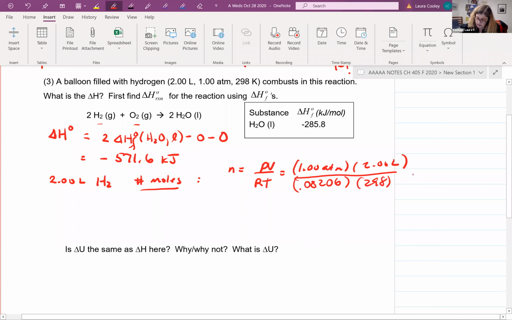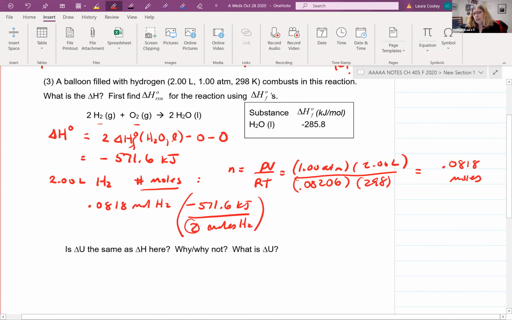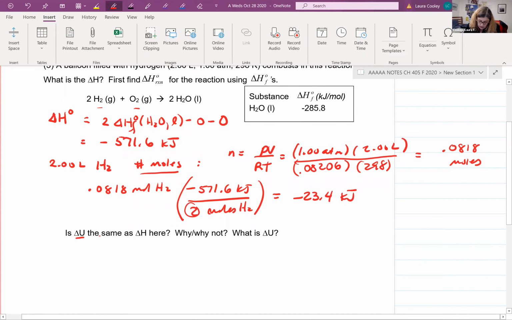And the temperature then comes out to 0.0818. So you would take 0.0818 moles of H2, times negative 571.6 kilojoules per 2 moles of H2, right? Don't forget to put that there, all right? And so that comes out to negative 23.4 kilojoules. Now, is delta U the same as delta H here? And what's the answer to that question?